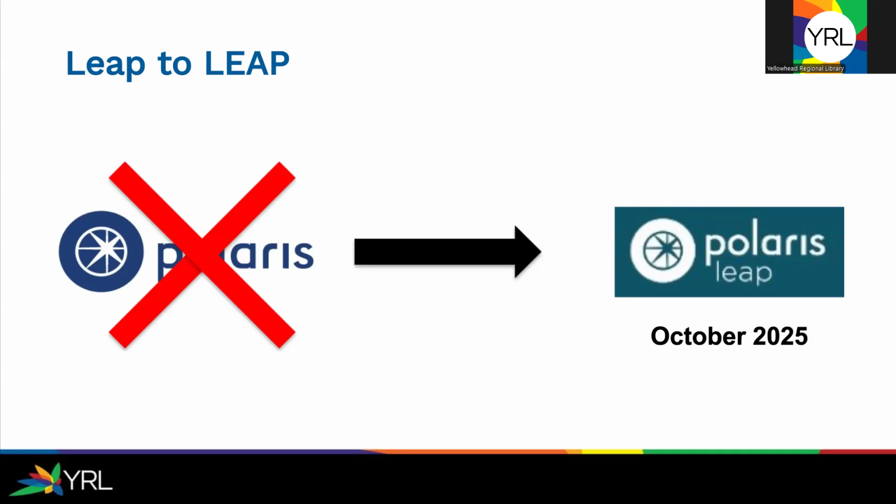So in October of 2025, which is a year from now, maybe a little less than a year from now, we are going to go through another Polaris upgrade, at which time we will be removing Polaris from all of the computers in the region. So at that point, all staff will access the ILS through Leap exclusively. There are some upgrades coming between now and then, so that hopefully none of our processes are disrupted while we make that transition.